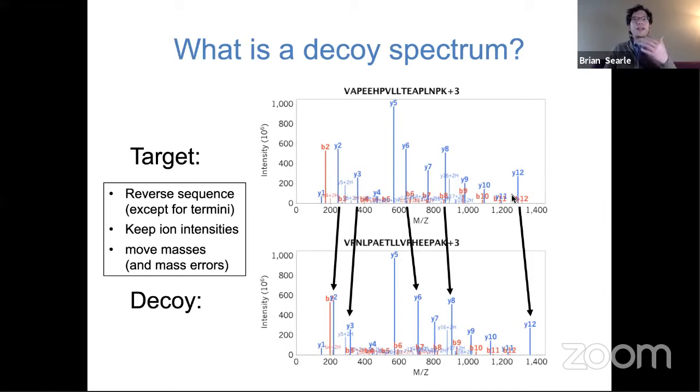Typically, and this is how it works in Skyline and how it works in EncyclopeDIA, these software tools, you actually take the sequence and you reverse the middle part of it. So you keep the termini, or the N-terminus amino acid and the C-terminus amino acid. You reverse everything else, and you keep all of the ion intensities. So Y5 is always the same intensity as Y5 is. And you basically just move the masses and potentially the mass errors that you would see. And then this presents a relatively reasonable decoy for being able to detect peptides.